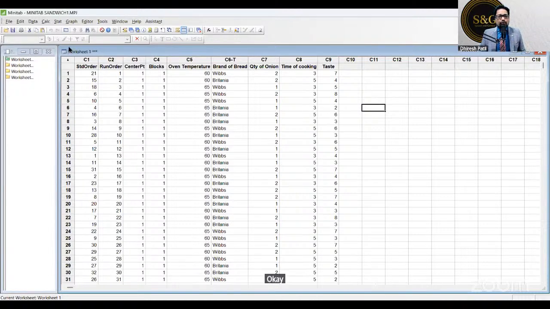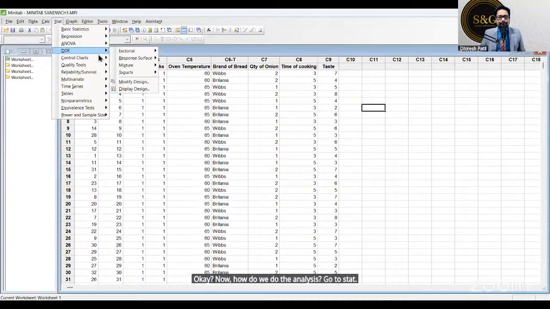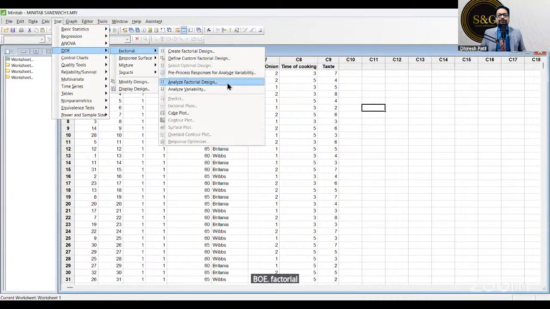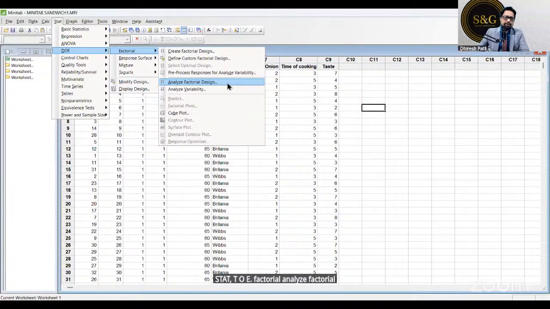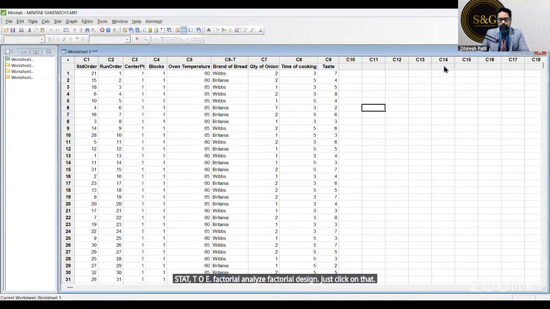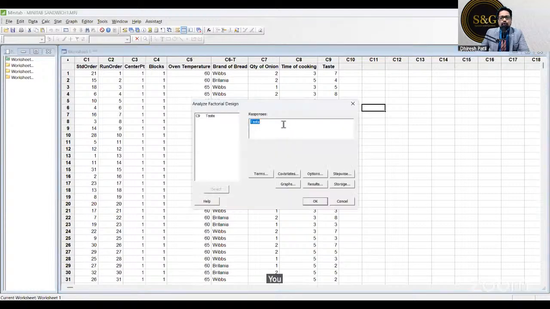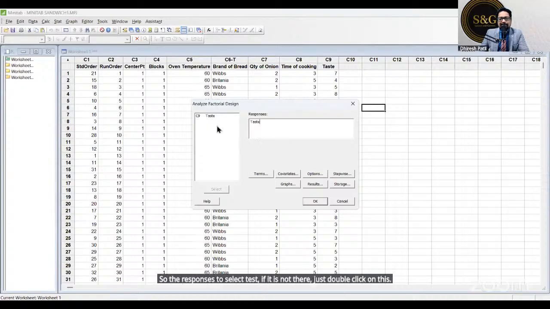Now how do we do the analysis? Go to Stat, DOE, Factorial, Analyze Factorial Design. Just follow this. Stat, DOE, Factorial, Analyze Factorial Design. Just click on that. You put Taste into the Responses, because taste is your response. So in Responses, you select Taste. If it is not there, just double click on this. It will get selected. And just click on OK.